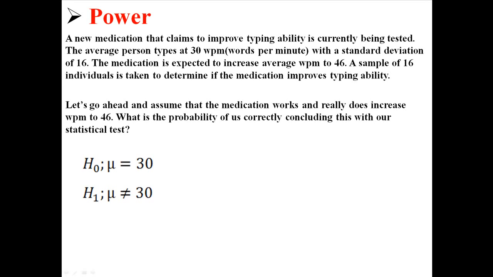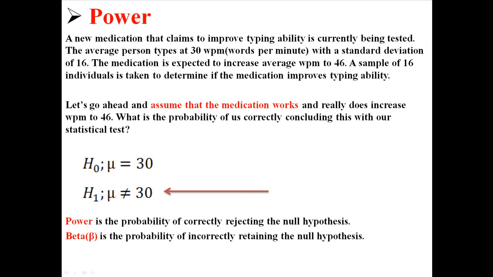So the null hypothesis is that the mean is 30, and the alternative is that it's different from 30. So we're going to assume the medication works, so we're going to automatically assume that the alternative, which I'm pointing to, is true, and that the null is incorrect, that the null is false. So power is our probability of correctly rejecting the null hypothesis, and beta is the probability of us incorrectly retaining the null hypothesis.